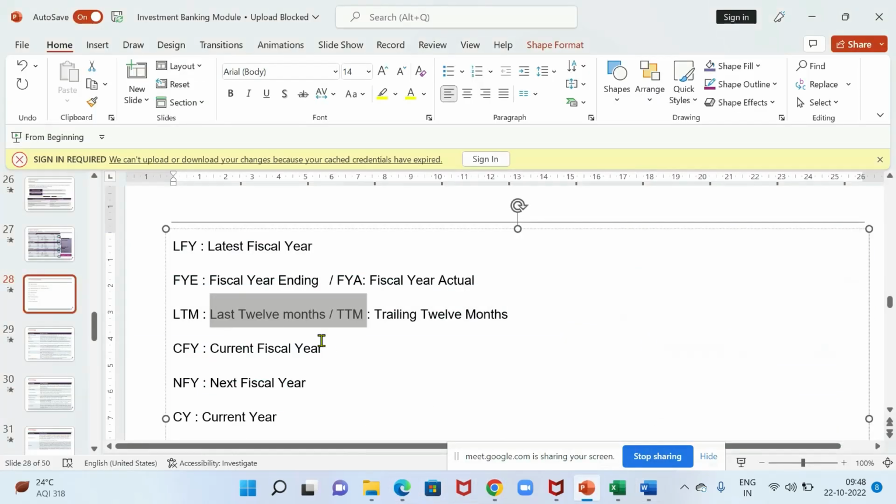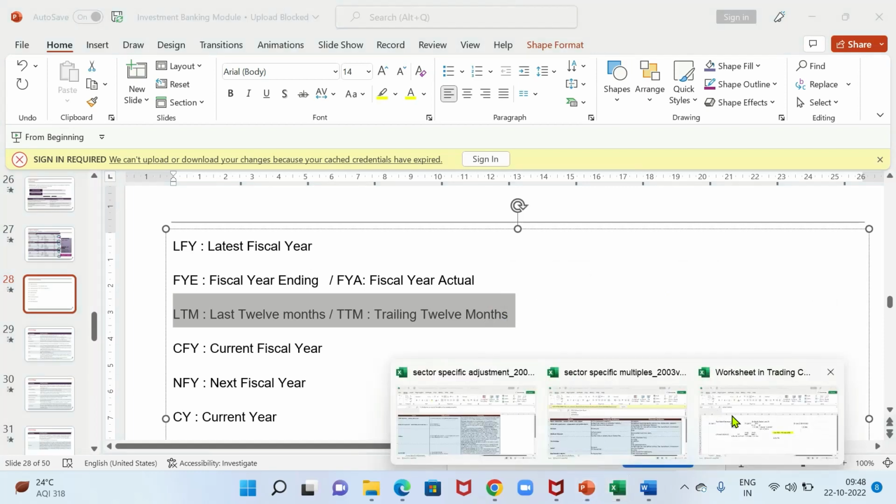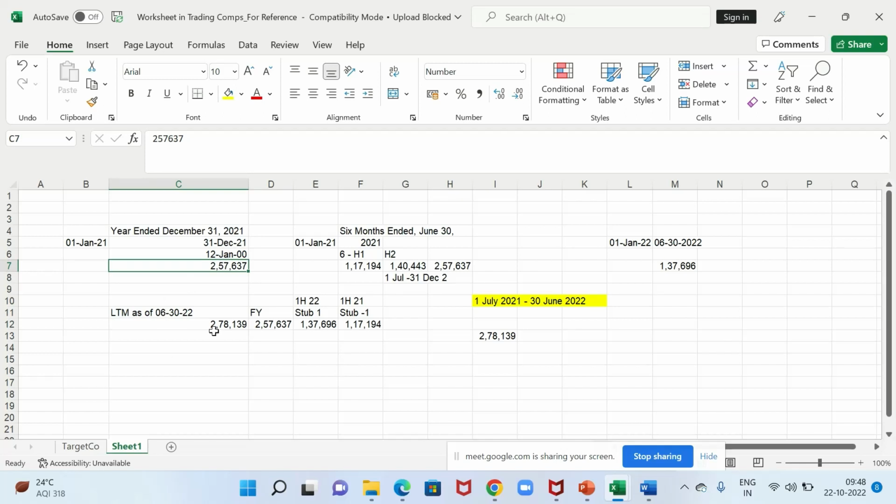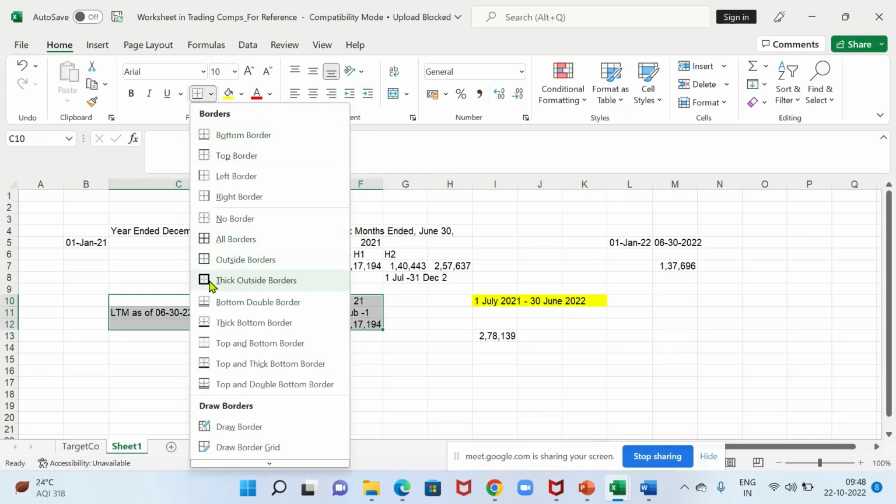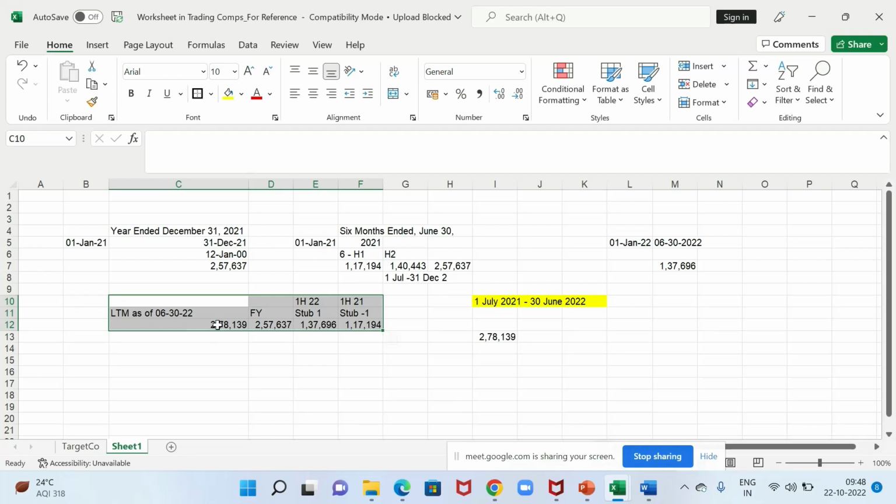Is there any confusion in LTM or trailing 12 months? Is there any confusion over here? So this is what we are doing over here. You can ignore the above part. It's just this part that you need to focus on.